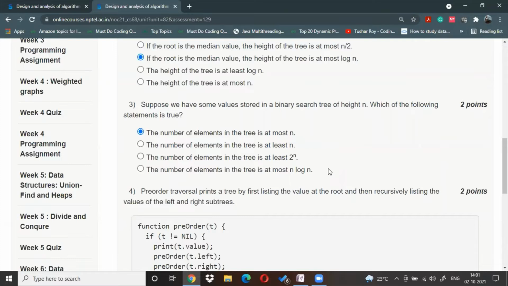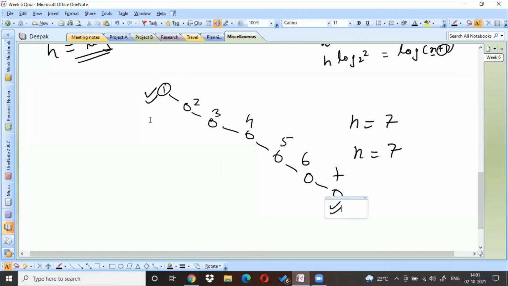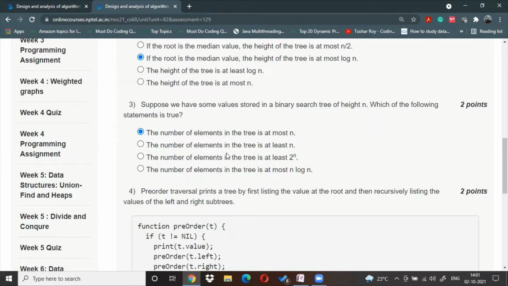Moving further, we have another problem that says that suppose we have some values stored in a binary search tree of height n, right? Which of the following statements is true? Now, the number of elements in the tree is at most n. We have just seen this example wherein we talked about a skewed tree. The height would definitely be equal to n in this particular case only, and all other cases will not hold true. Now, it says at least n. No, at least n is not possible. At most n. Always keep in mind the maximum and the minimum. Minimum can definitely be log n, but minimum n is not a valid statement.